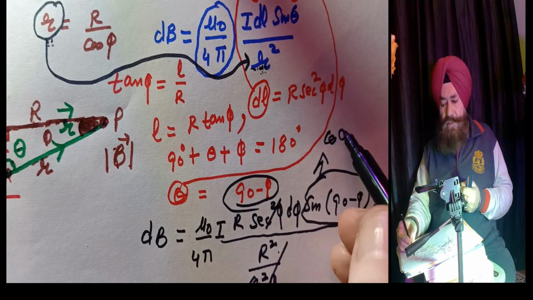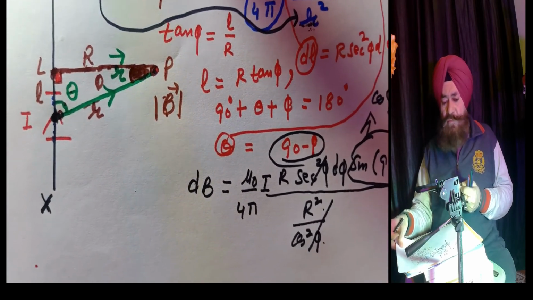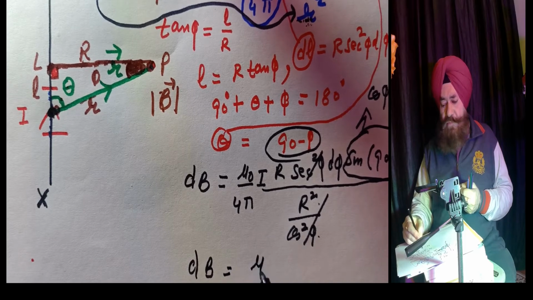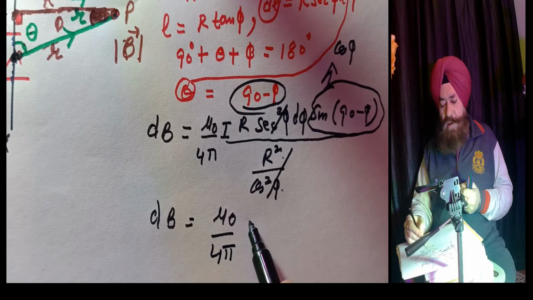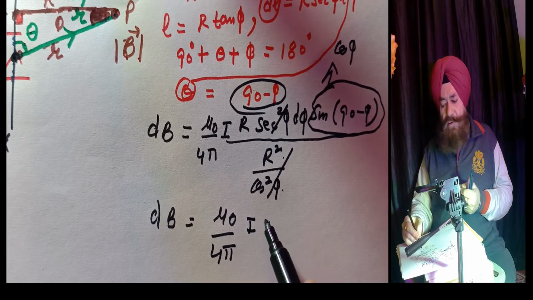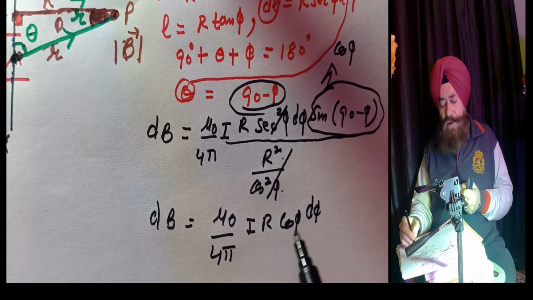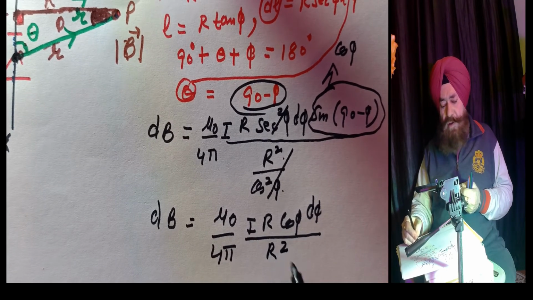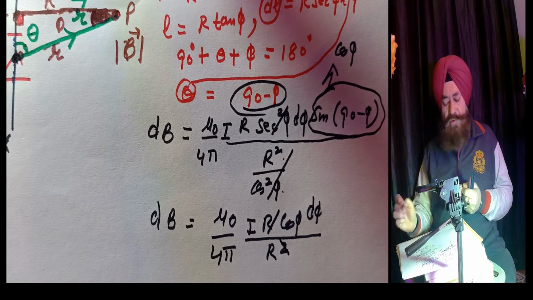This is cos phi. So the expression for the small magnetic field becomes dB equals mu naught upon 4 pi, I R cos phi d phi upon R square. This R also cancels with R square and only one R is left, right?